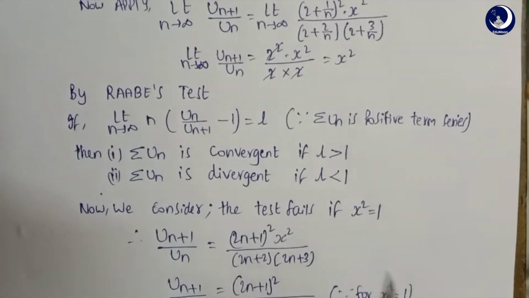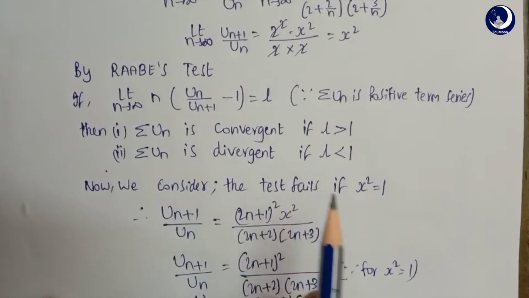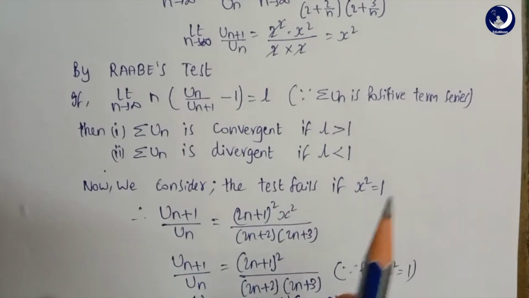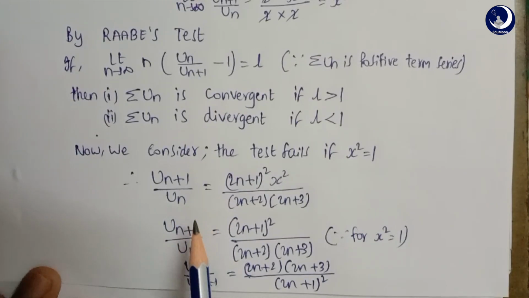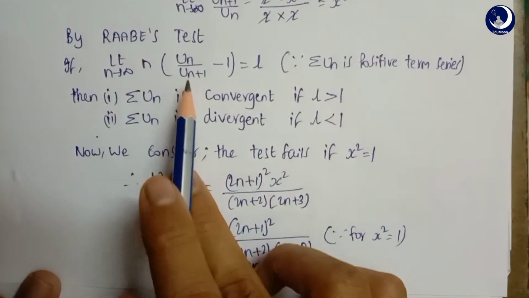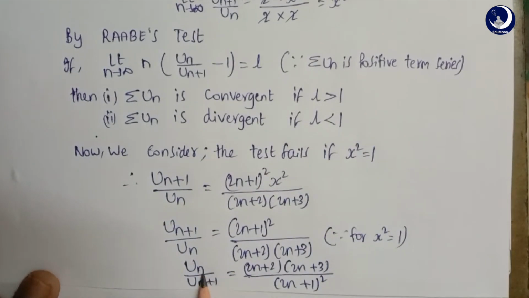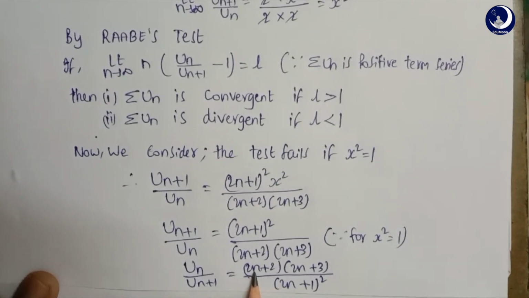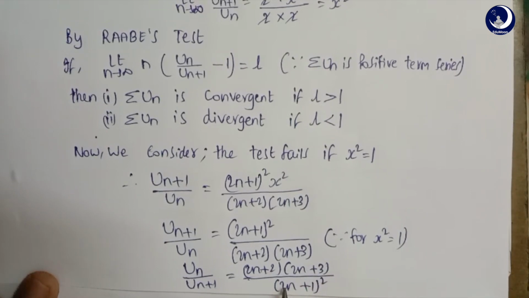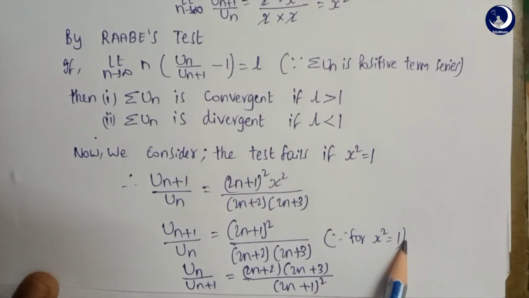Suppose we consider that the ratio test fails if x square equal to 1. Then you take here un by un plus 1. We found un plus 1 by un, so take the reciprocal. Un by un plus 1 equal to (2n plus 2) into (2n plus 3) by (2n plus 1) whole square into 1 by x square, where we replace x square by 1. So I got this.